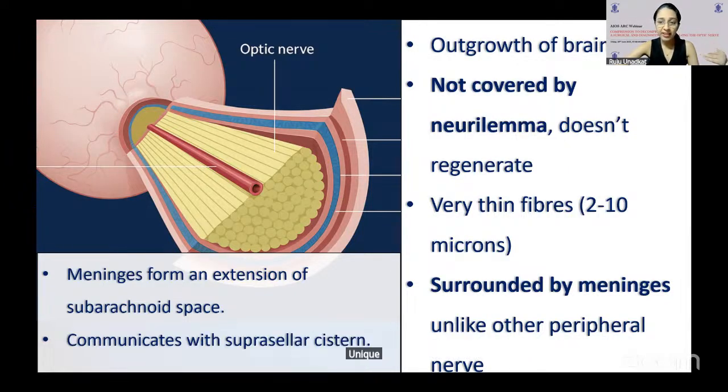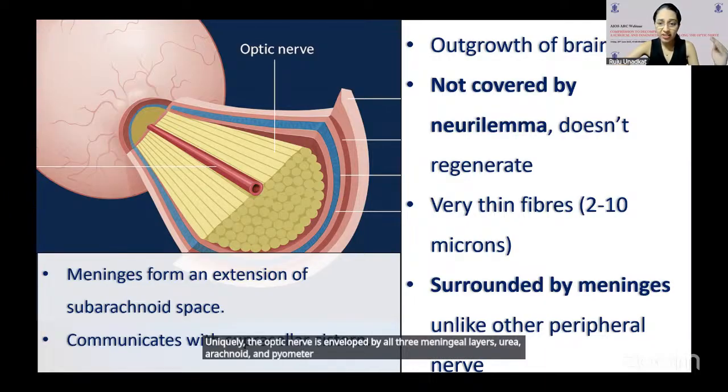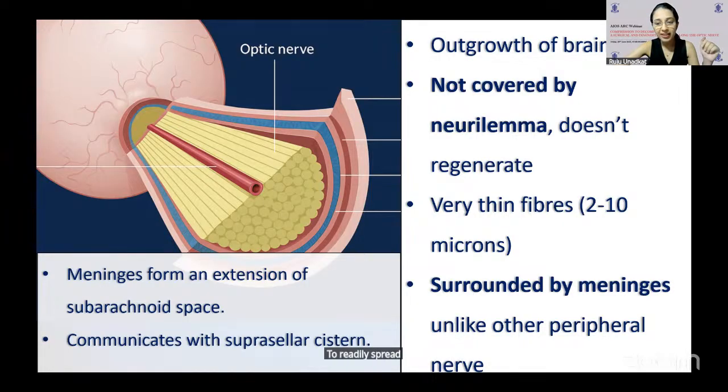Uniquely, the optic nerve is enveloped by all three meningeal layers, dura, arachnoid, and pia mater, forming an extension of the subarachnoid space, thus allowing pathological processes within the subarachnoid space to readily spread along the intraorbital segment of the optic nerve.